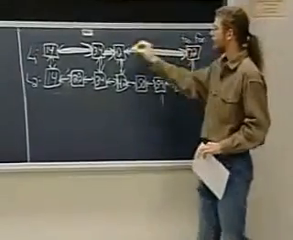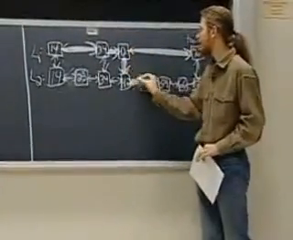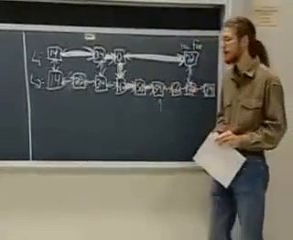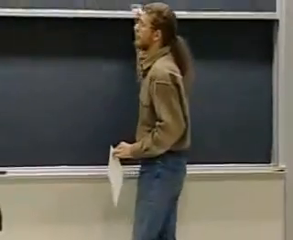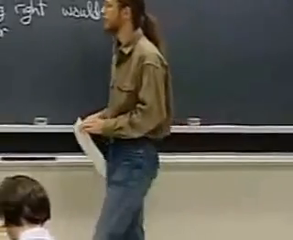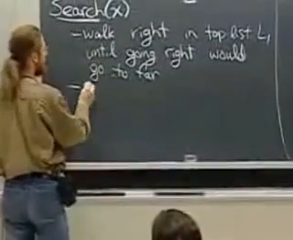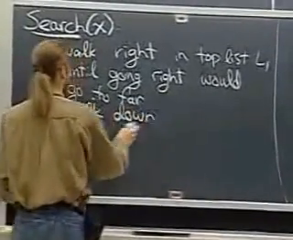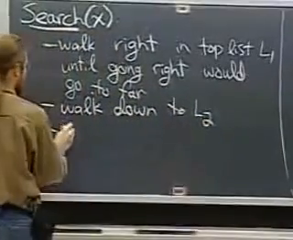So I go back to where I just was, then I go down, and then I keep going right until I find the element that I want or discover that it's not in the bottom list, because the bottom list has everyone. So that's the algorithm. Stop when going right would go too far, which you discover with a comparison. Then you walk down to L2, and then you walk right in L2.